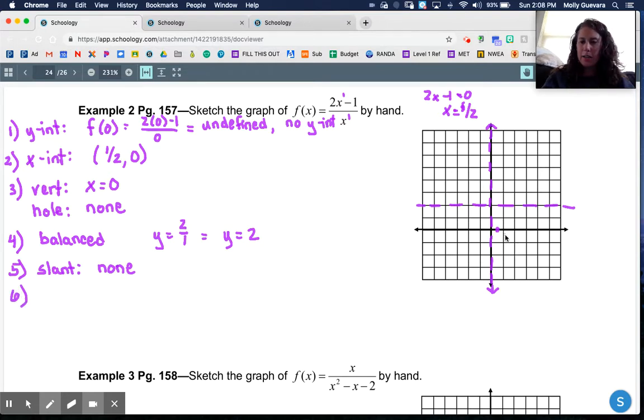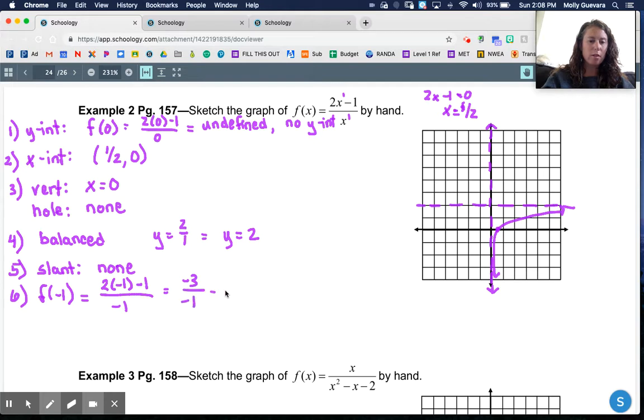Now here I know what's happening to the right of the vertical asymptote because of that point (1/2, 0). But I don't know what's happening to the left of this vertical asymptote. So I'm going to pick a point that's to the left of it, and I'm just going to pick -1 because it seems easy. And I'm just going to plug it in. So 2 times -1 minus 1 all over -1. So I get -2 minus 1, which is -3, over -1, which is 3. So that tells me at the point -1, I have a point at 3.